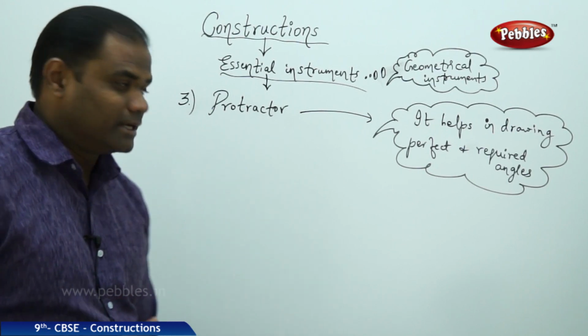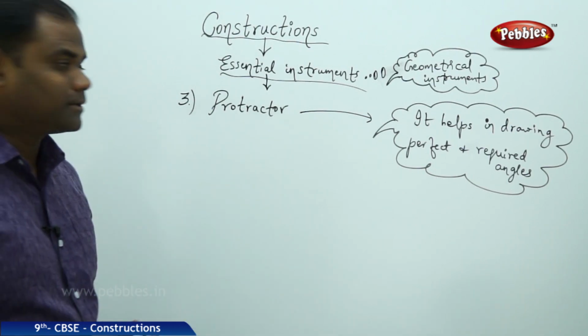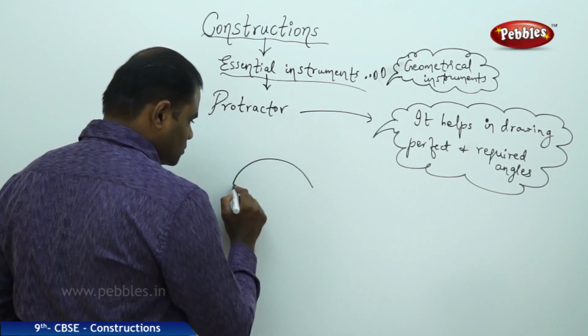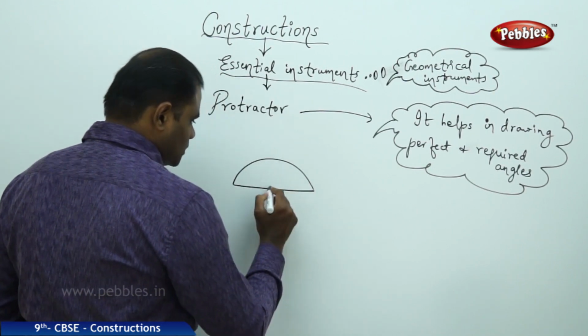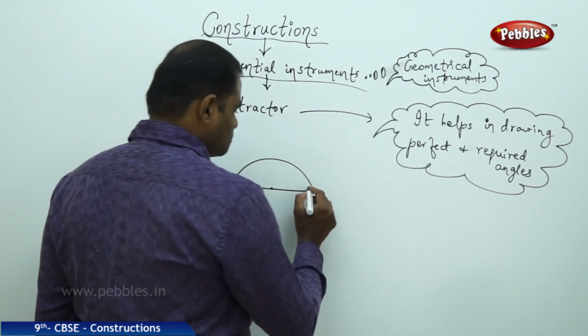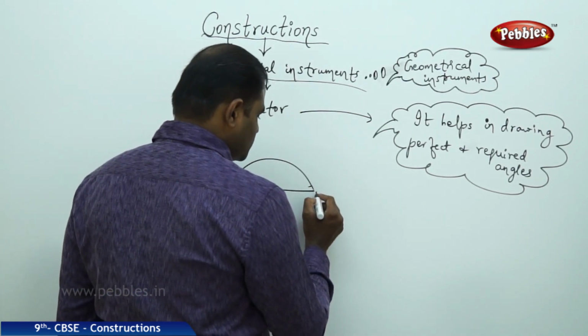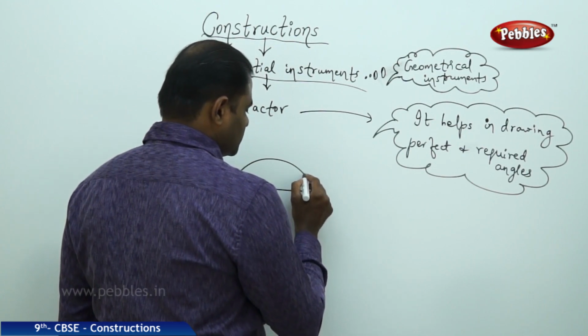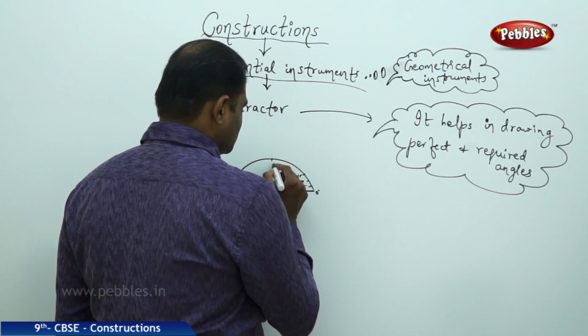But before that, let's see how the instrument looks. A protractor is usually a D-shaped instrument in which you have a center fixed and you have angles moving out here. So here we have 0, 5, 10, etc.